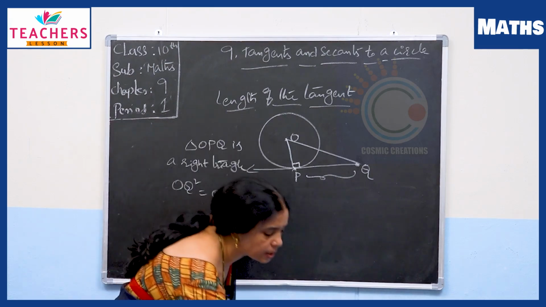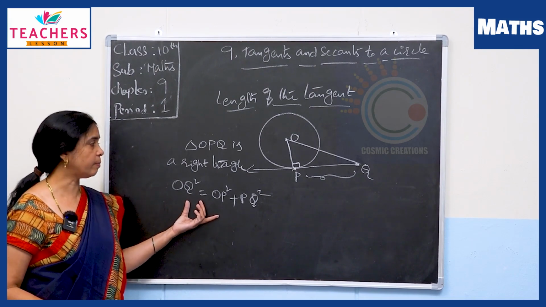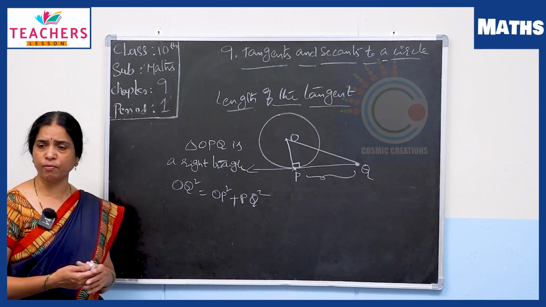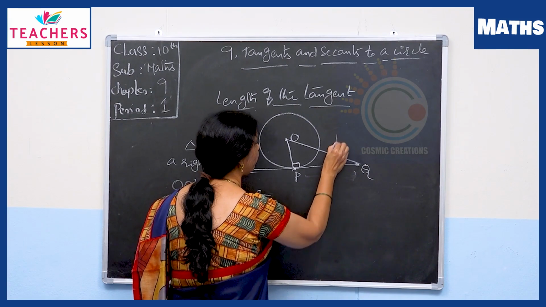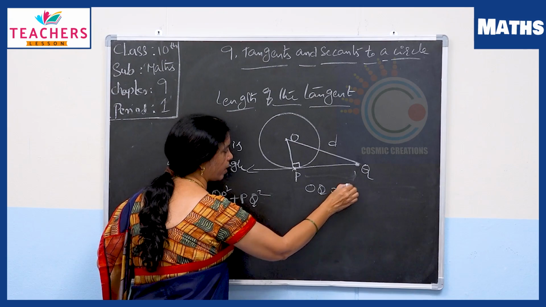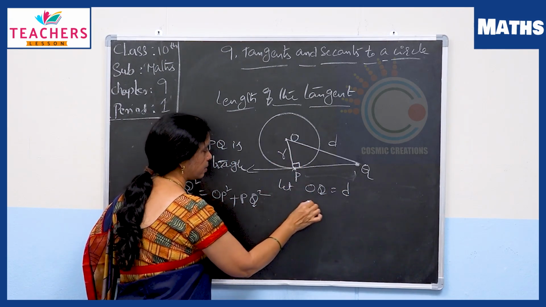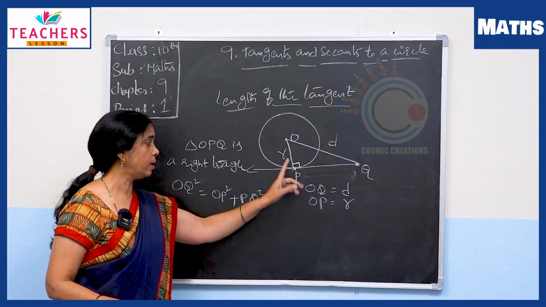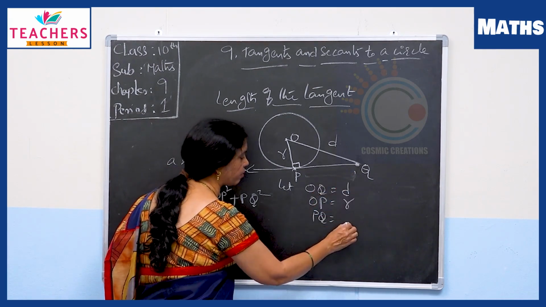What is this formula? Pythagoras theorem. By using Pythagoras theorem, you can find the length of the tangent. But if you want a formula, we can make one. Suppose OQ, the hypotenuse, is D. Let OQ equal D. And OP is the radius of the circle, denoted by R. And PQ, the length of the tangent, we want to find.